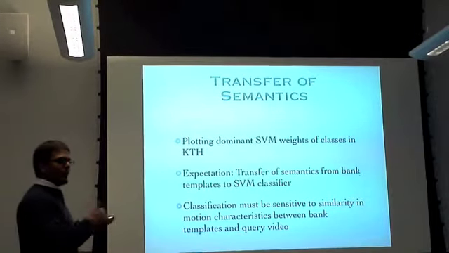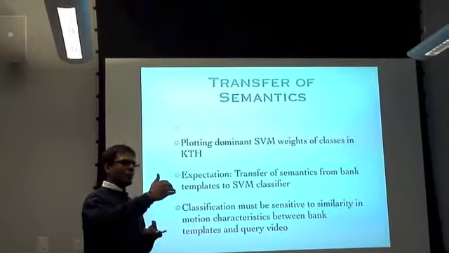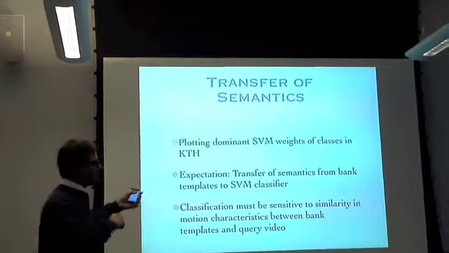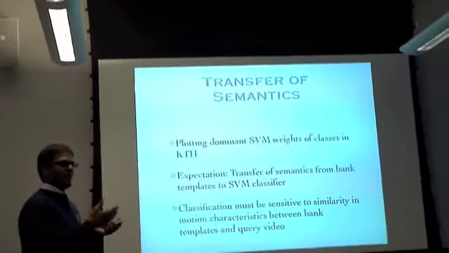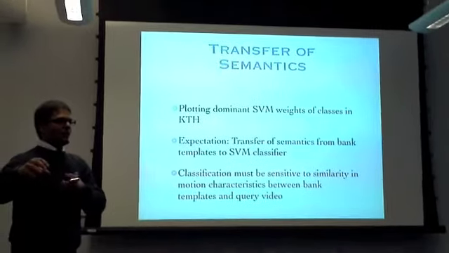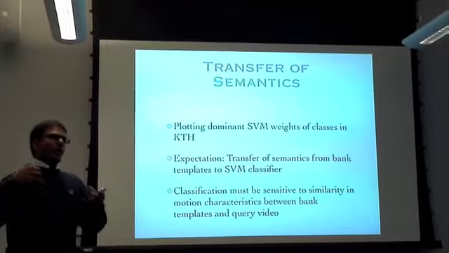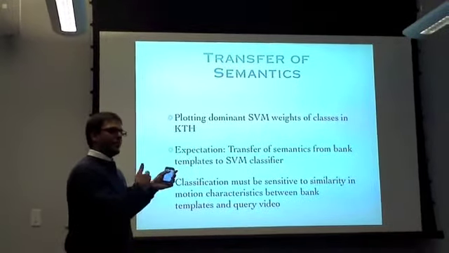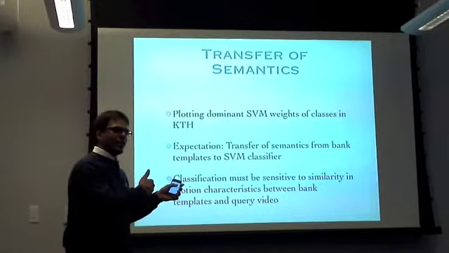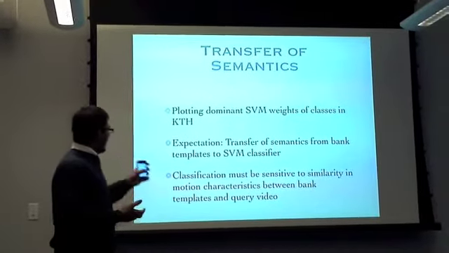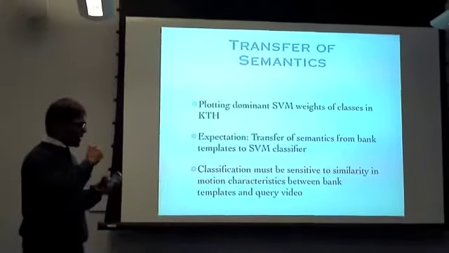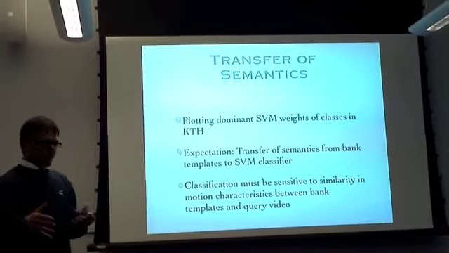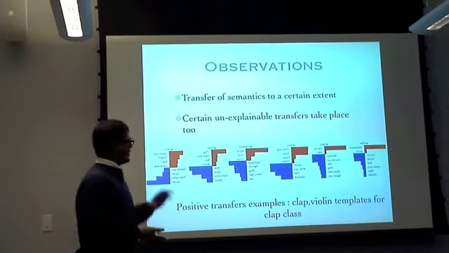So we plotted the dominant weights, by dominant I mean the top few positive and the top few negative SVM weights for each of the classes in our SVM. We expected that for all instances classified as, let's say, the action of clapping, the constituent SVM weights would correspond to templates in the bank which have some sort of clapping in them. But what we found was there was not an exact transfer of semantics from the bank representation to the final classification. But here's what we have.